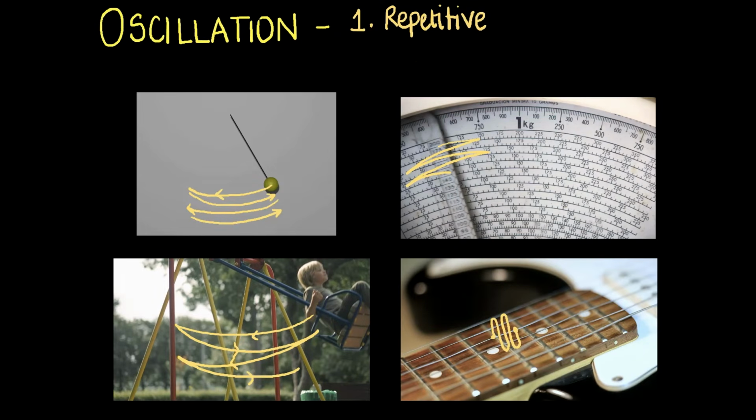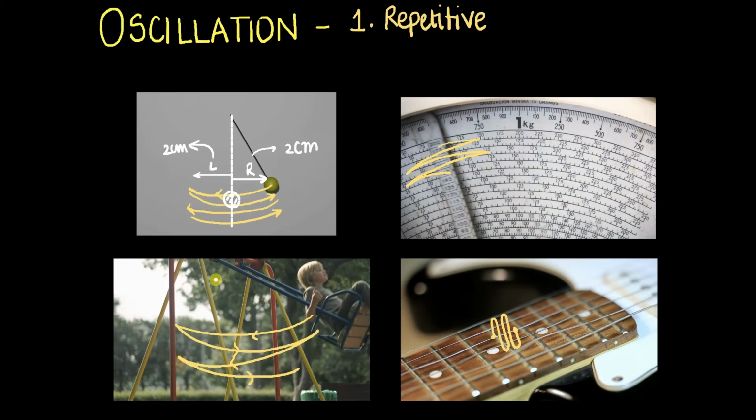Okay, is there anything else that you noticed in all of these cases? I'm sure you would have noticed that this repetitive motion is happening about some kind of central position. Let me explain what I'm trying to say. The ball moves towards the right of this position. It also moves towards the left of this position, right? And if you look carefully, if it moves 2 centimeters towards the right, it will also move 2 centimeters towards the left. So it equally moves towards the right and towards the left of this central position.